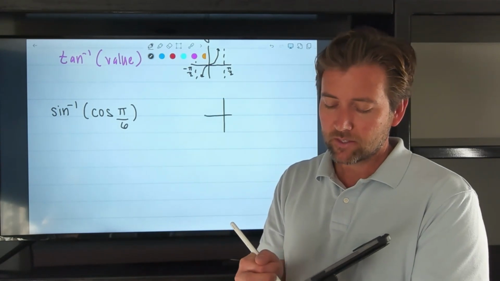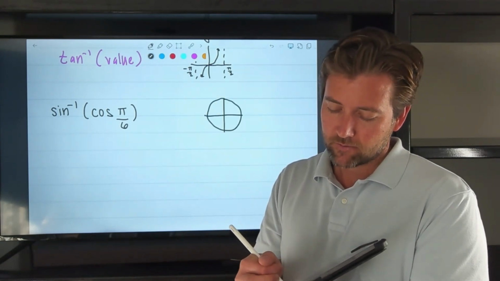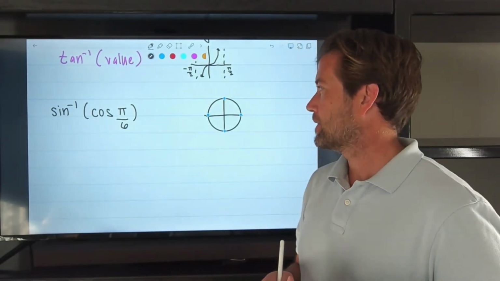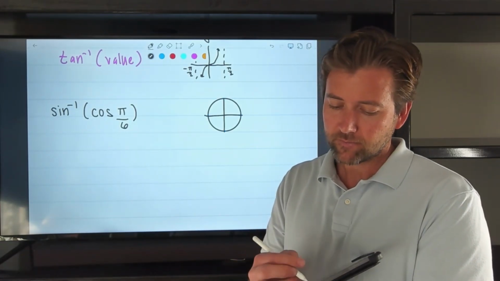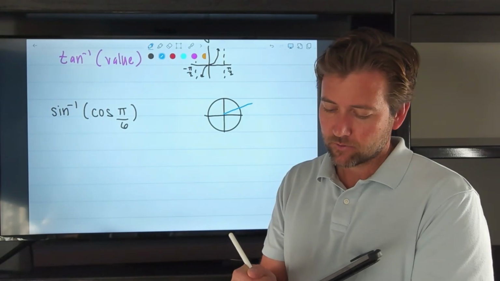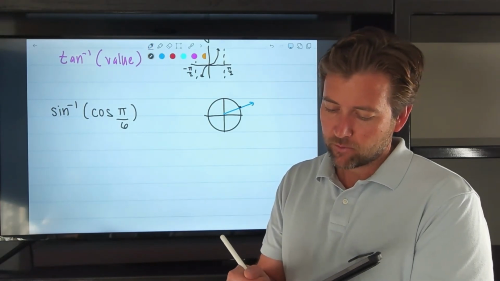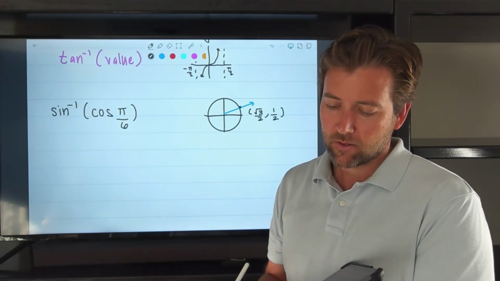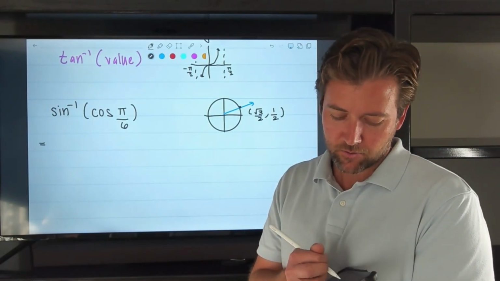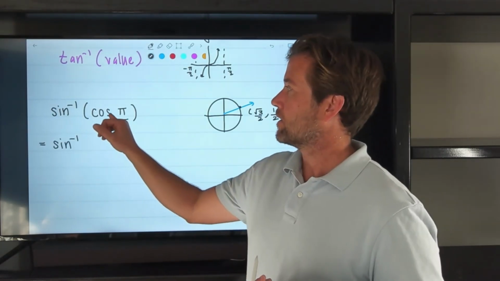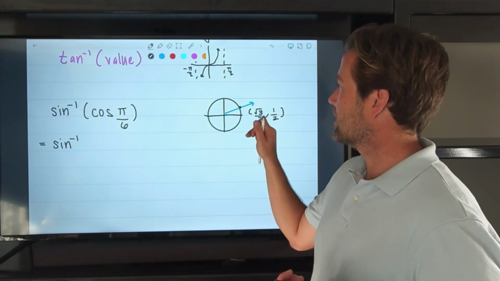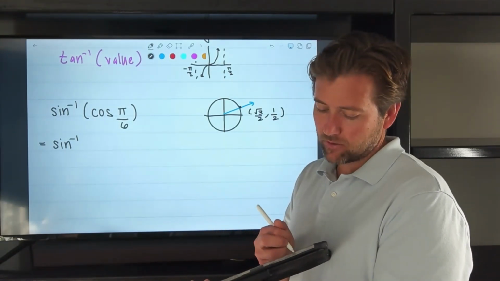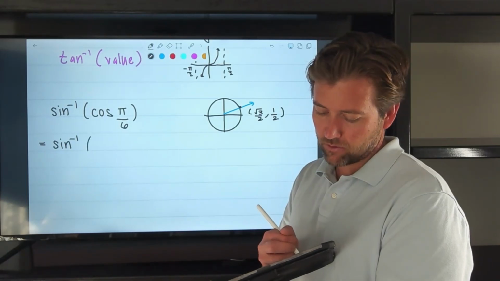That's just being able to evaluate the 6 trig functions of angles that are multiples of pi over 6. So I'm going to draw the angle pi over 6. This point here is square root of 3 over 2 comma 1/2. Cosine of pi over 6 is going to be the x-coordinate where the angle intersects the unit circle. So the cosine of pi over 6 is the square root of 3 over 2.